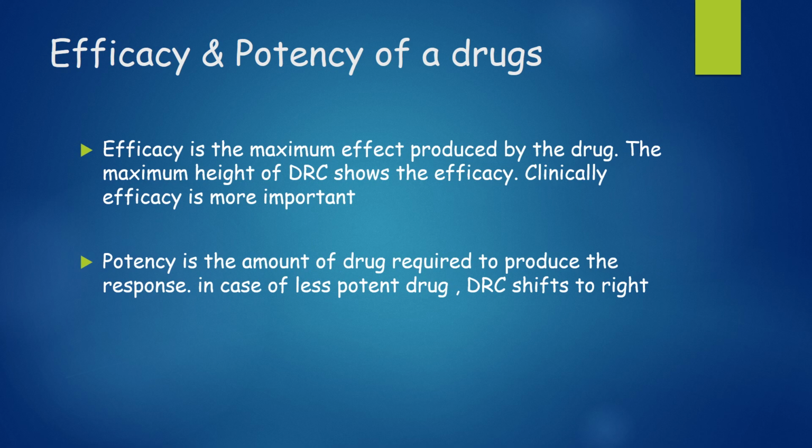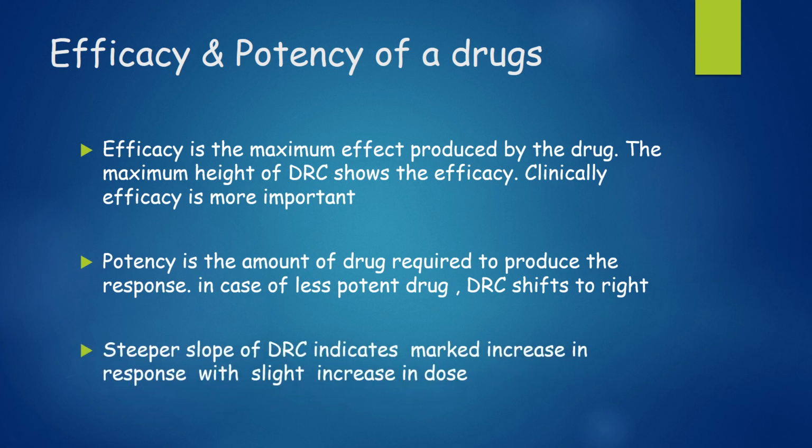So, a drug which in a small amount can produce a high response or a maximum response is maximally potent, or has the highest potency. In the case of less potent drugs, the DRC shifts right, that I will show later. Okay, what is happening in that DRC? The steeper slopes of the DRC indicate a marked increase in response with a slight increase in the dose. Okay. That also we will be showing in the graph.